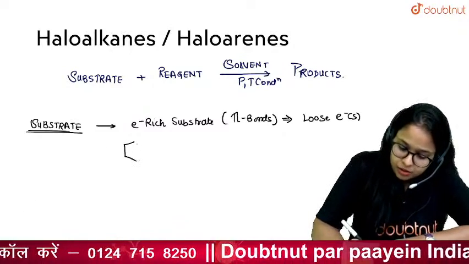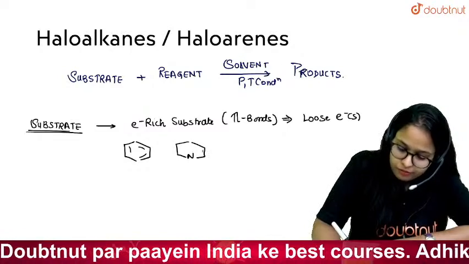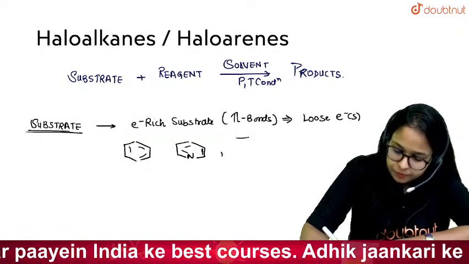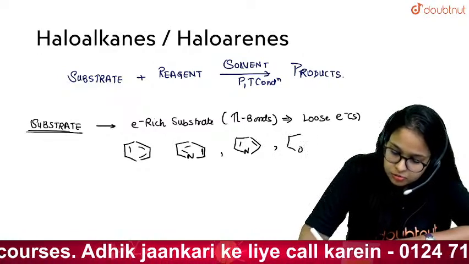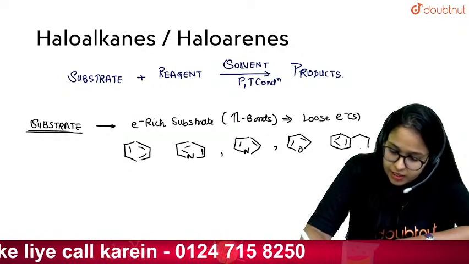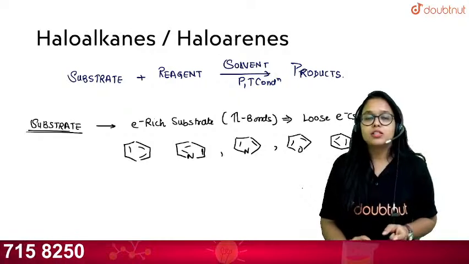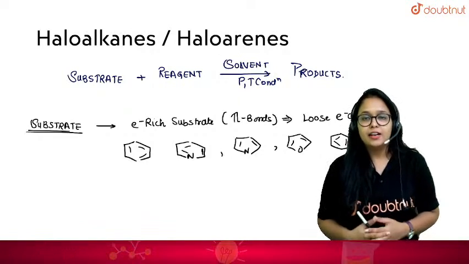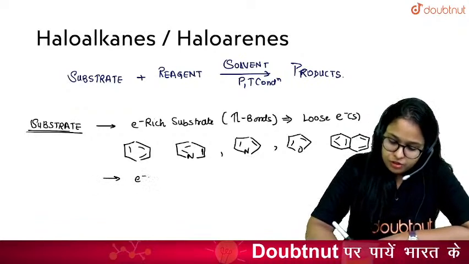For example, benzene was an electron rich substrate, and so were pyridine, pyrrole, furan. You have naphthalene, anthracene and so on. Anything that has a pi bond acts as an electron rich substrate, because pi bonds have loosely held electrons. We also have electron deficient substrate.